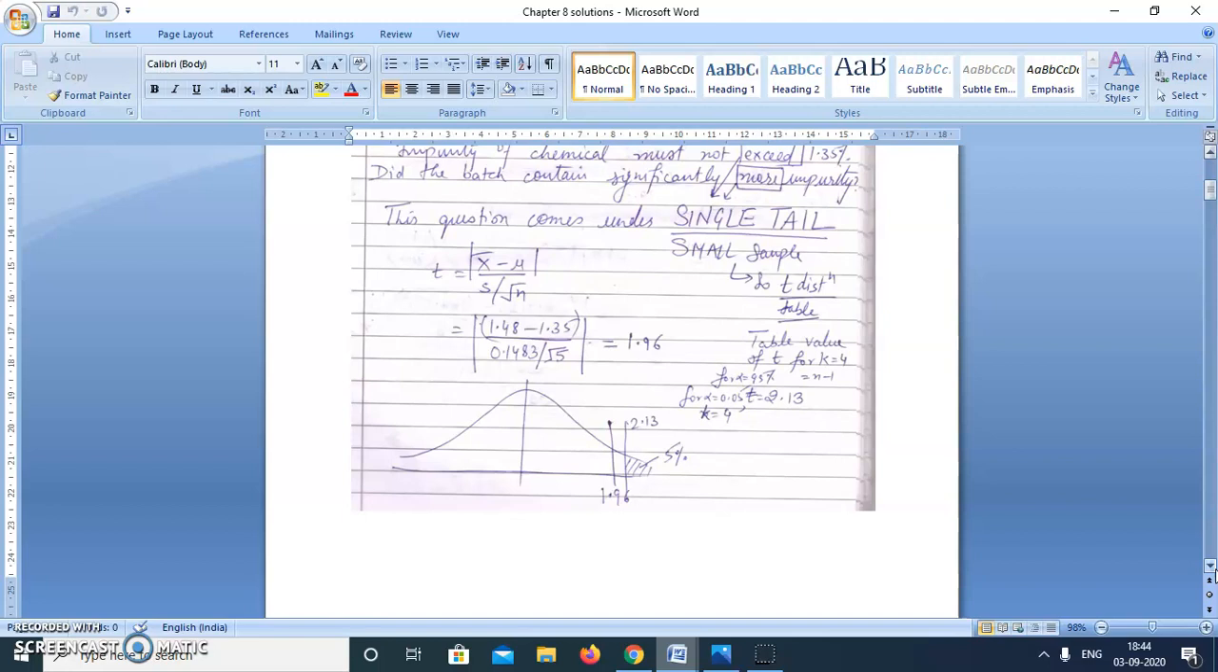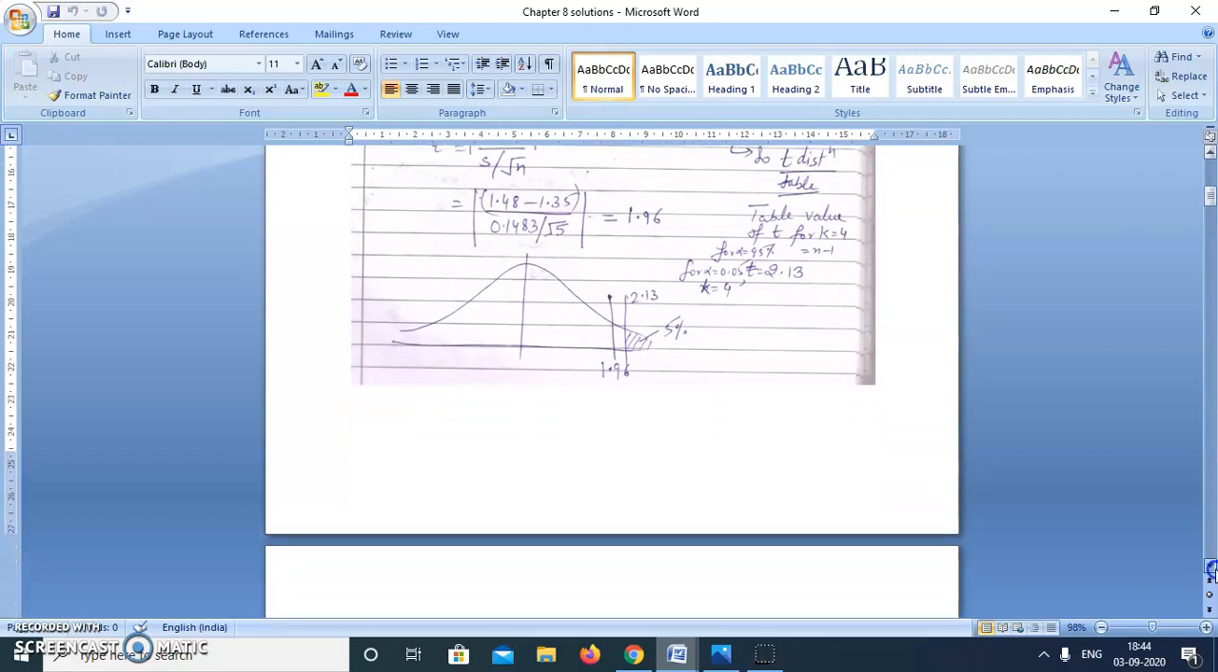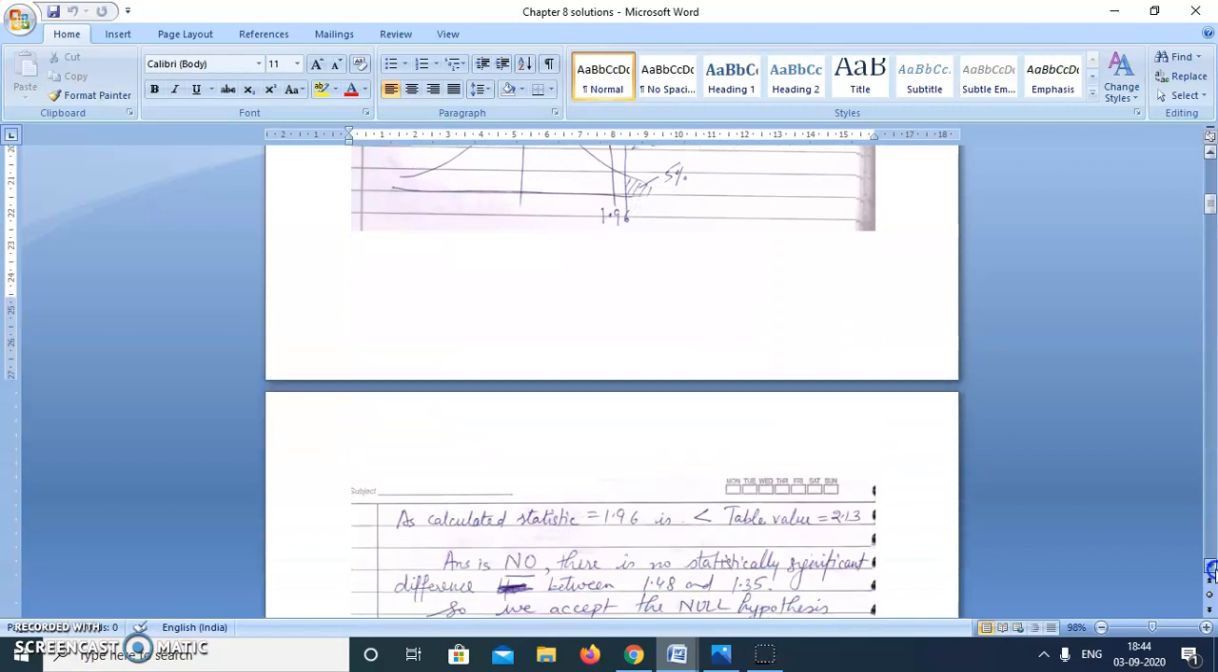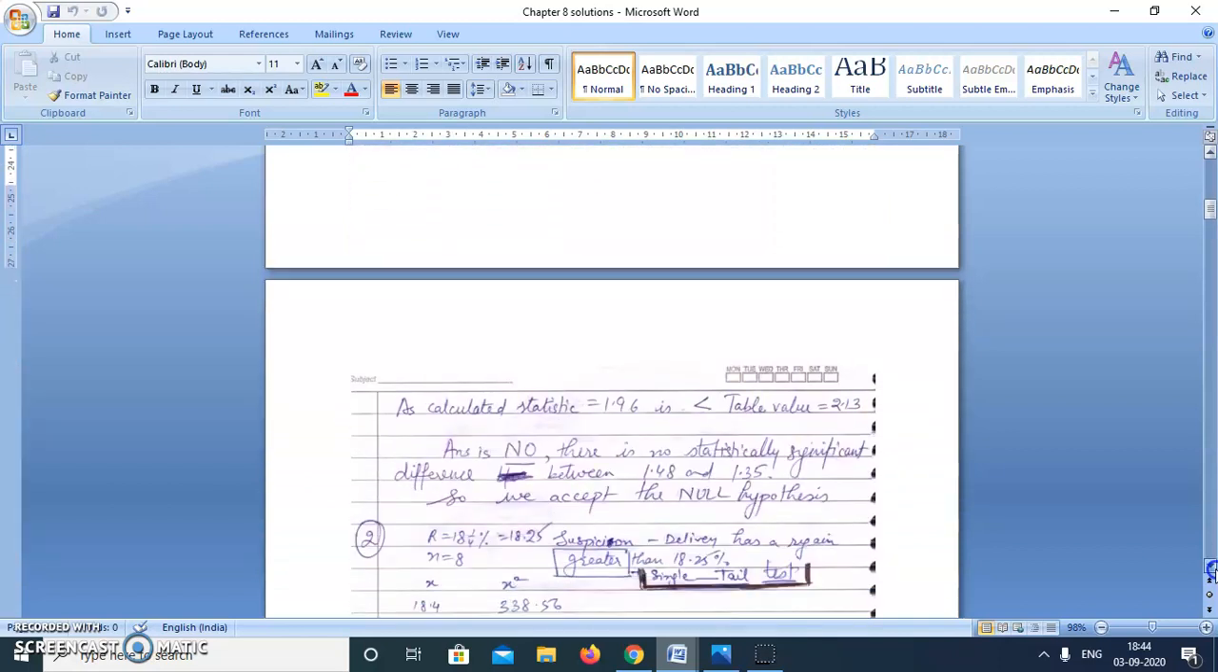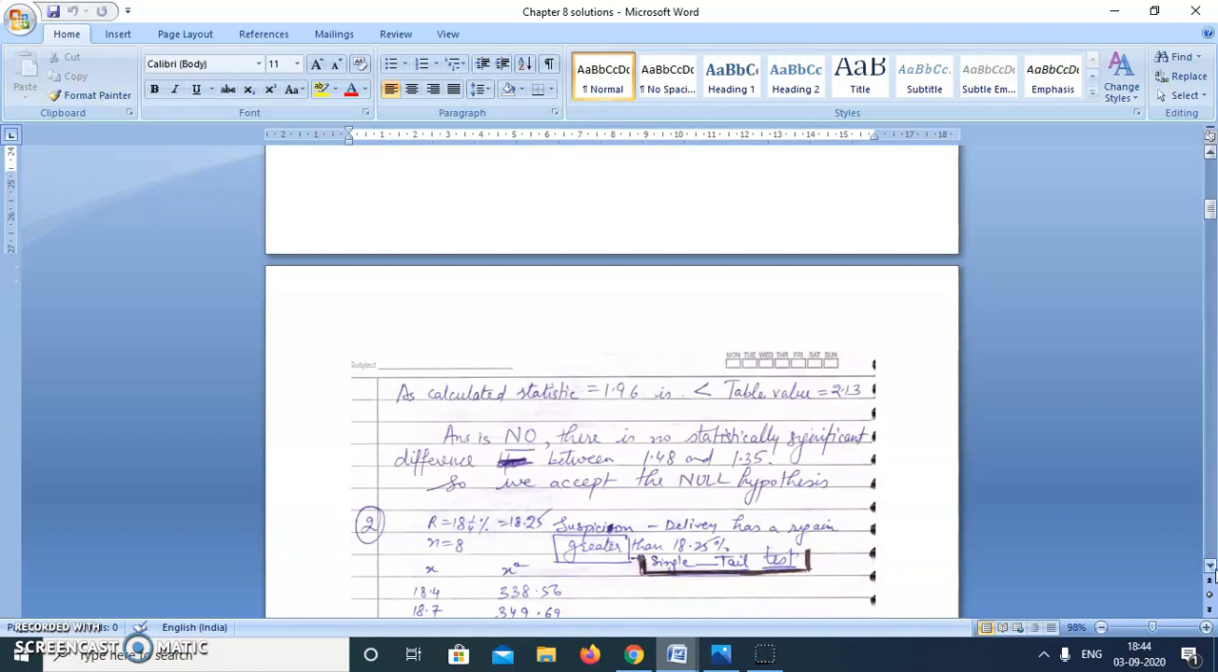That means the difference between the two means is not significant, and the answer is no, because the calculated statistic is less than the table value. So the answer is no. There is no statistically significant difference between 1.48 and 1.35, and we accept the null hypothesis. This is the standard language in which we have to reply in case of no. We accept the null hypothesis.